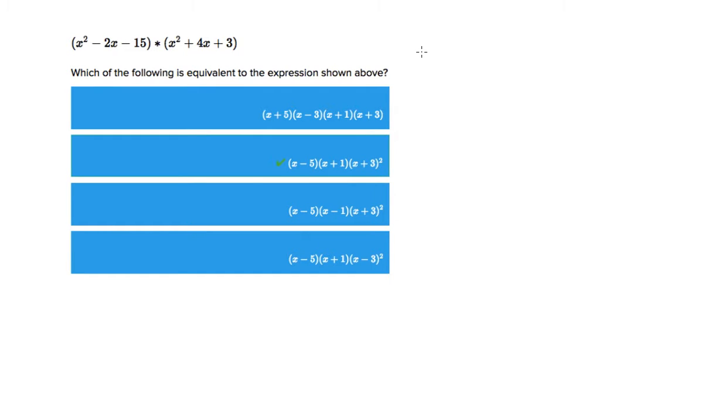Hi, I'm Brian. This is an SAT math question involving equivalent expressions. So we're given these two quadratic expressions. We're multiplying them together, and we're asked which of the following is equivalent to this expression up here.